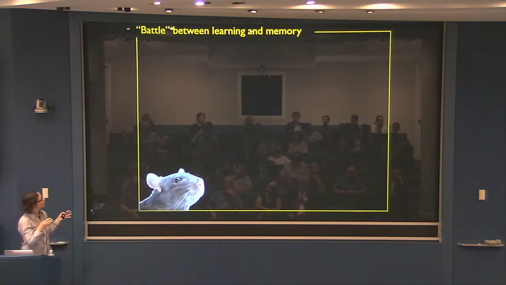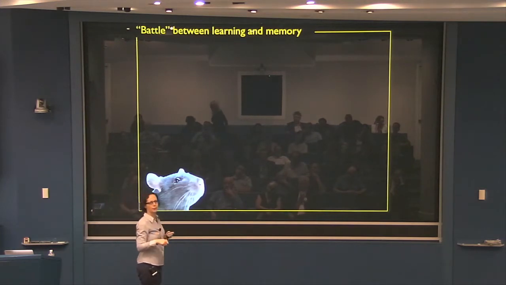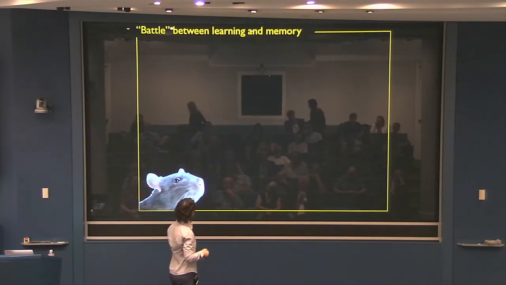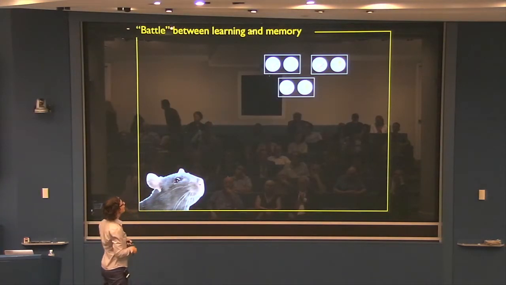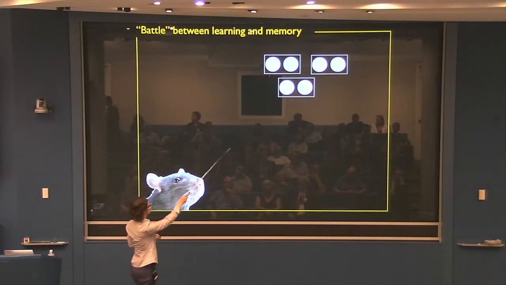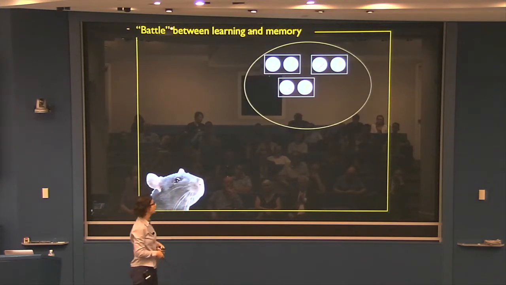What I've been telling you here, and what I think is going on, is that there's a constant battle between learning and memory in our brain. So we experience the world, and again here, the rat with the 3 trials of tone and shock, we'll put them all together in one cluster.